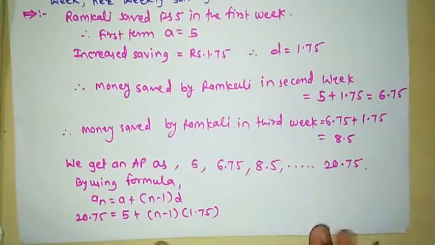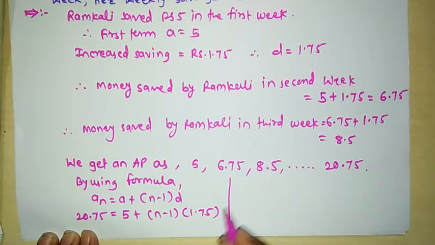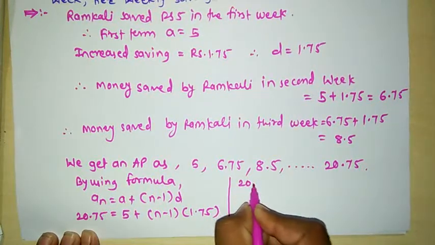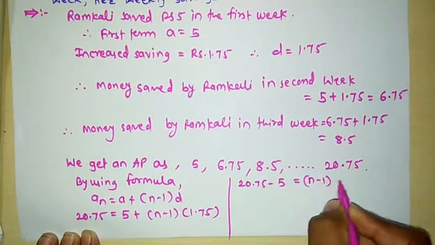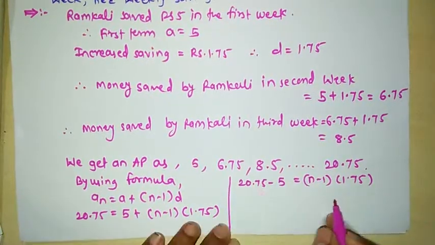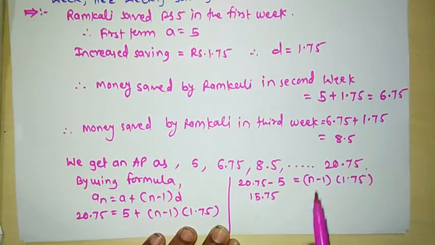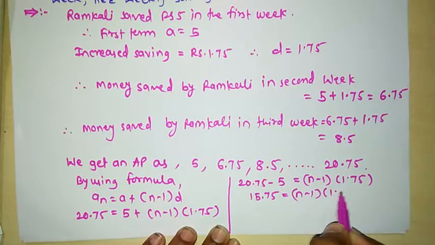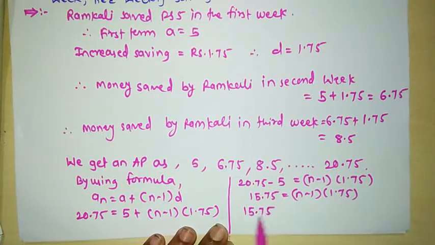Now I will do the further calculation here. See here. Now send this 5 towards left hand side. It will become 20.75 minus 5, which is equal to n minus 1 into 1.75 as it is. Now 20.75 minus 5 is equal to 15.75, which is equal to n minus 1 into 1.75. Now send this 1.75 towards left hand side. It will go to the denominator. It will become 15.75 divided by 1.75, which is equal to n minus 1.